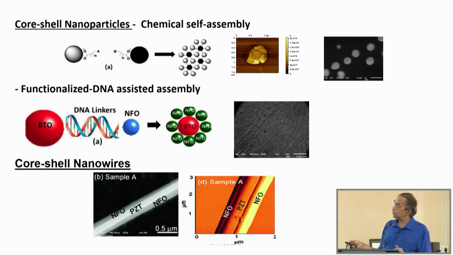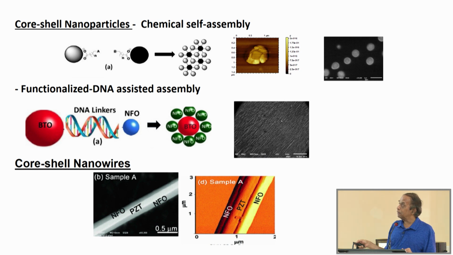So, the coarser nanoparticles were assembled chemically by attaching two complementary coupling groups. You attach one group to the ferrite, the other group to the ferroelectric, then bring them together in the presence of a catalyst and they form a coarser structure.